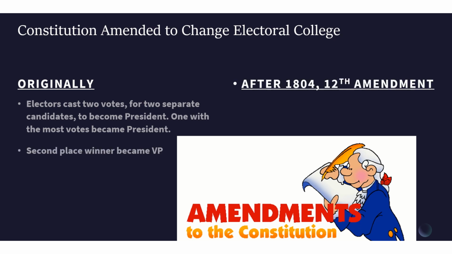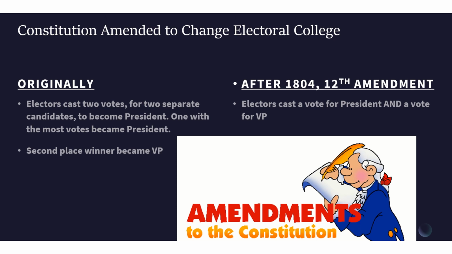So after 1804, you can see it didn't take long. Really, I guess about 15 years later, they added the 12th Amendment, and now on election day for president, electors cast a vote for president, and they cast a vote for vice president. All right, let's take a closer look at Texas now.